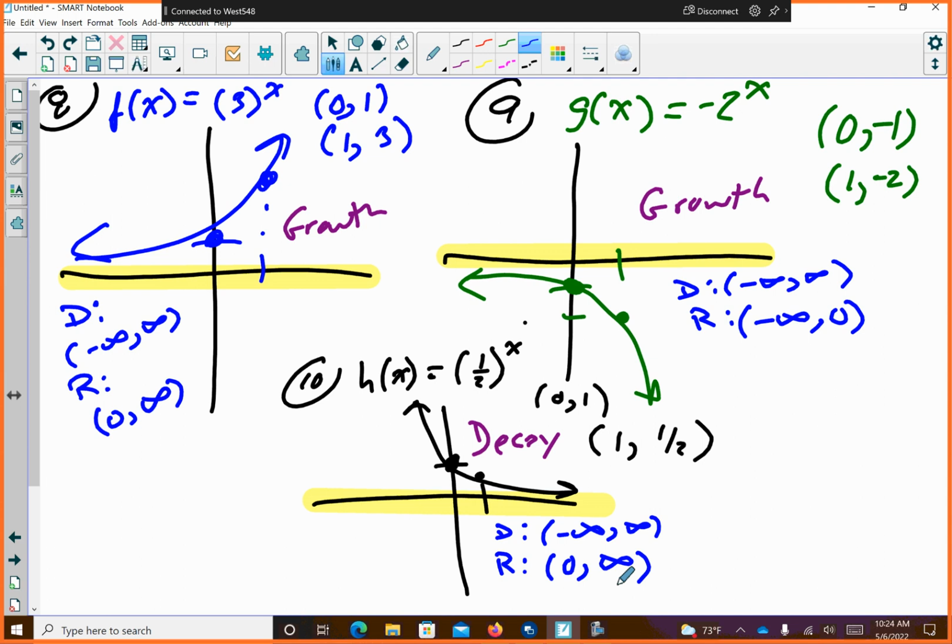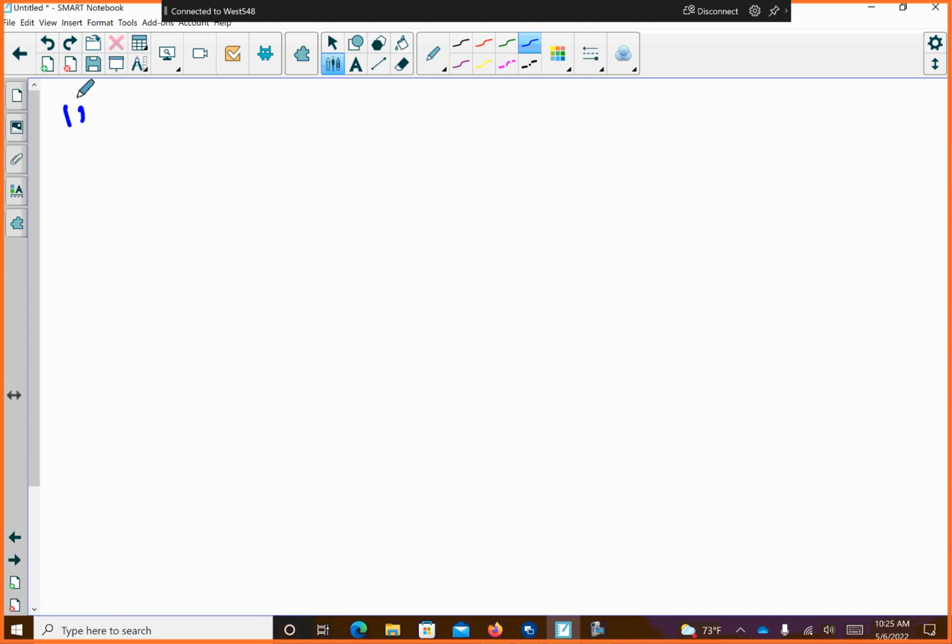So, what did we do to move that yellow asymptote up or down? What takes place with the problem? What moves that yellow asymptote up or down? Yeah, if I add or subtract at the very end, so number 11 and number 12 will have that kind of thing in there.